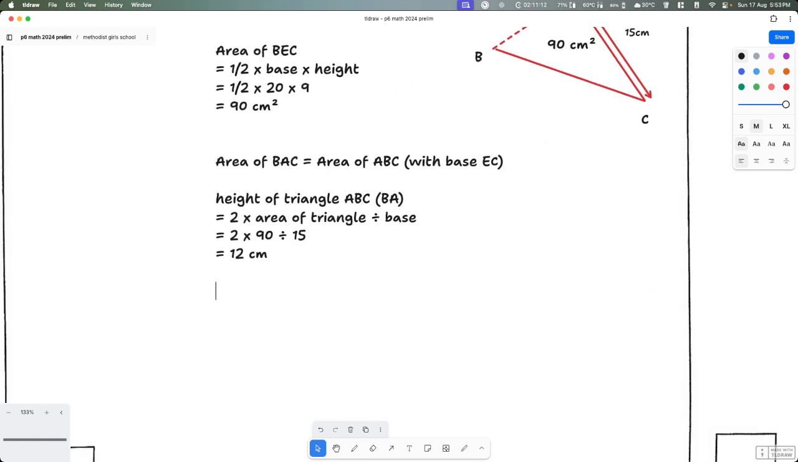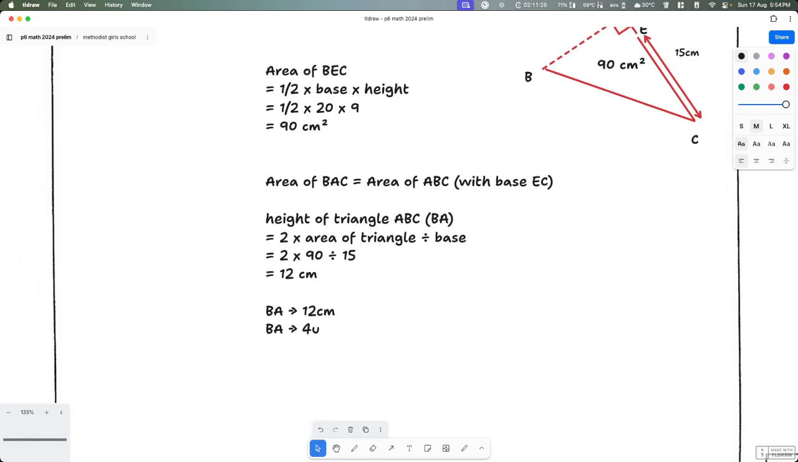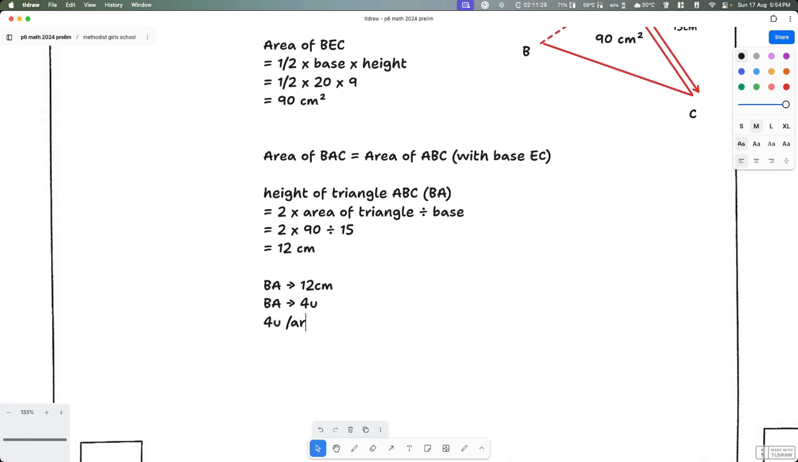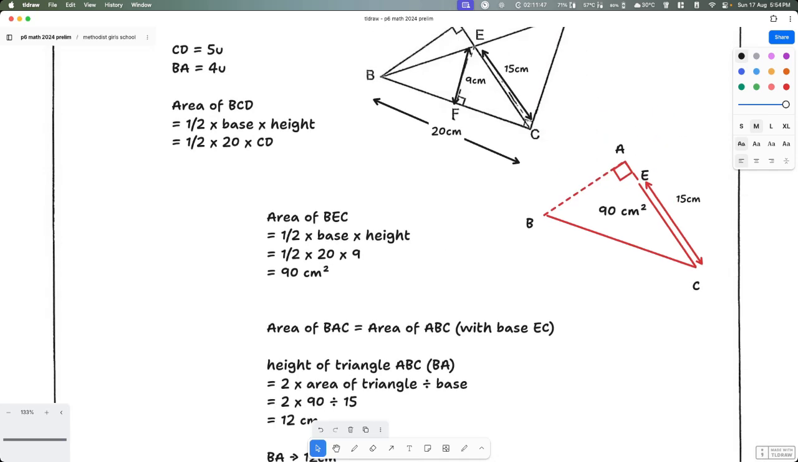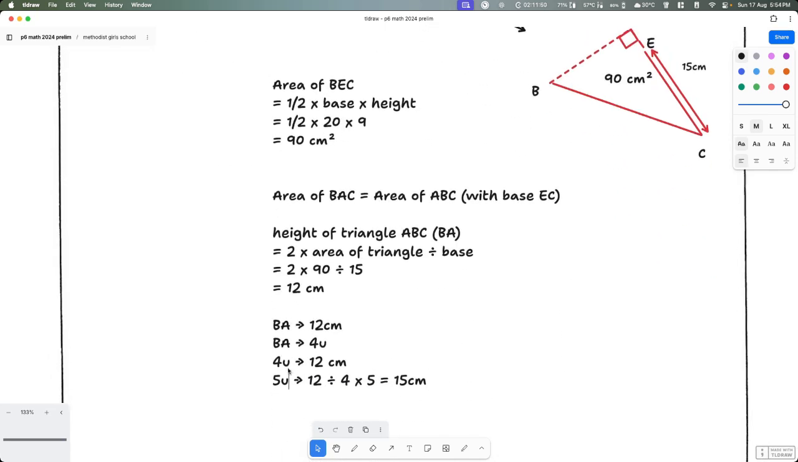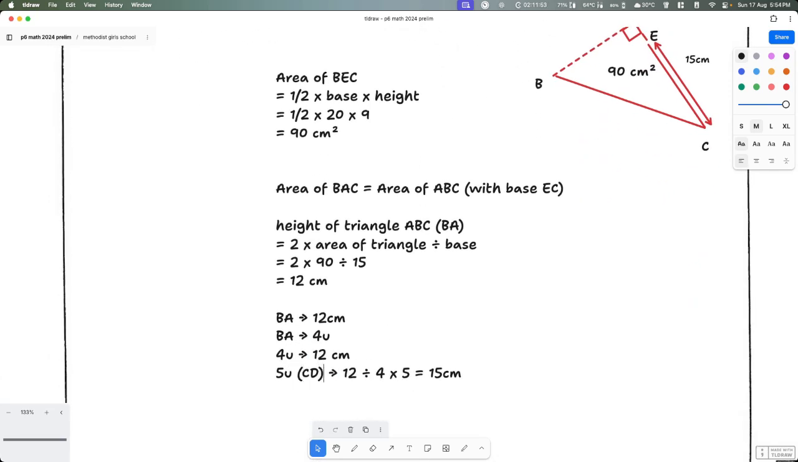Since BA is equal to 12 centimeter, and BA is also 4 units, that means 4 units is equal to 12 centimeter. Then 5 units is equal to 12 divided by 4 times 5. This is 15 times 5, 15 centimeters. So CD is 15 centimeters.